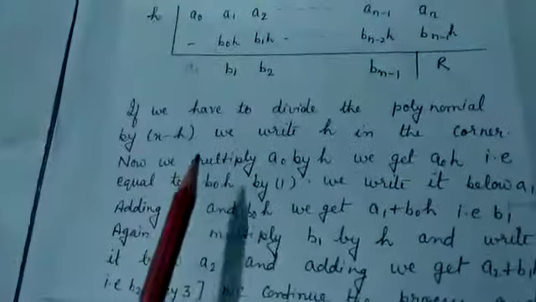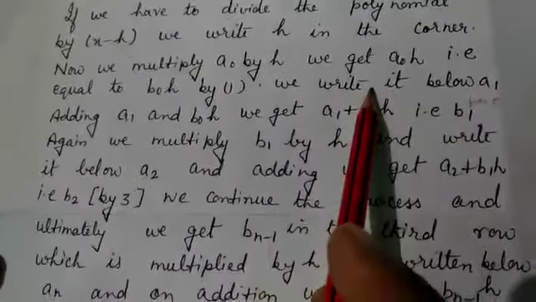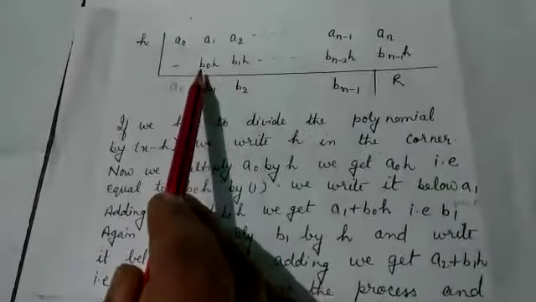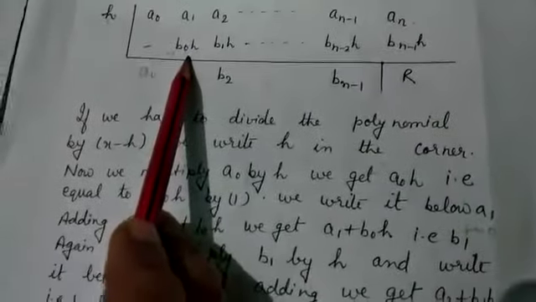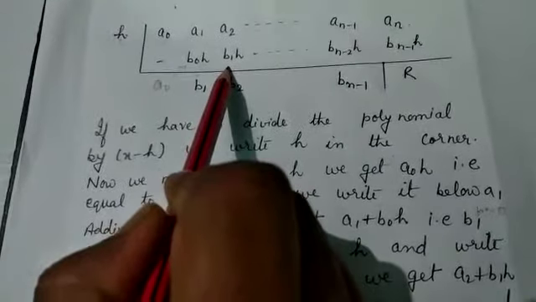So a0 was equal to b0 from equation 1, so we write it below. Just below a1 we will write b0h. Now adding a1 and b0h gives a1 plus b0h, and a1 plus b0h is equal to b1. So here we will write b1. Now we will multiply b1 with h, which will be equal to b1h.